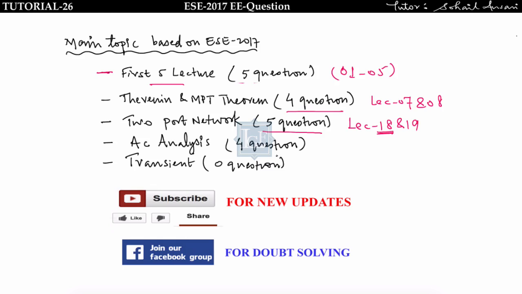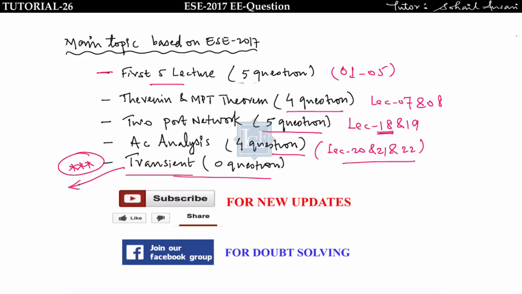4 questions were asked from AC analysis, discussed in lecture number 20, 21 is the phasor diagram and 22 is the power calculation. And not a single question has been asked from transients, which is the most important subject in network, and every year in the GATE exam you will get 4 to 6 marks of questions from transients. So whatever topic ESE left, that has been asked in the GATE exam. So you have to study all the topics in order to crack GATE as well as ESE.